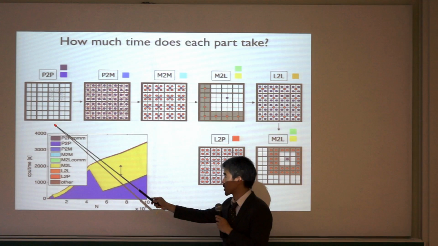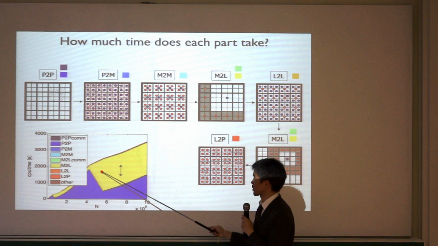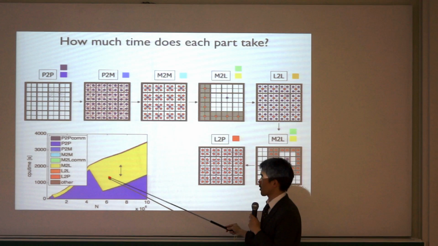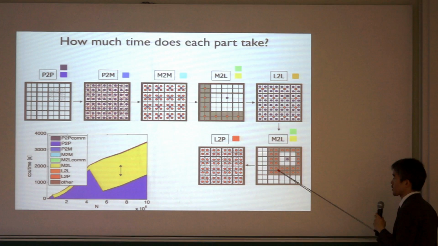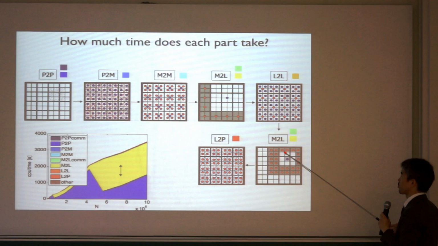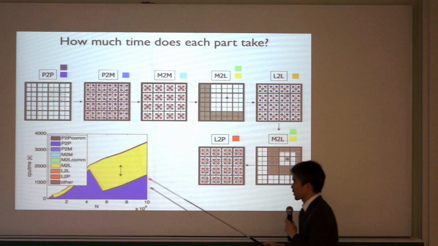This is a very old result, so it's taking a very long time. Now I can do this in a few seconds. But just for the purpose of explaining, it doesn't make a difference what the absolute value here is. What's important is the color. You see that this M2L that's shown here is usually at the bottom level, where you have many blue boxes that need to interact with all these red boxes. So the M2L calculation at the bottom level is usually the most expensive part, which is shown in this yellow.